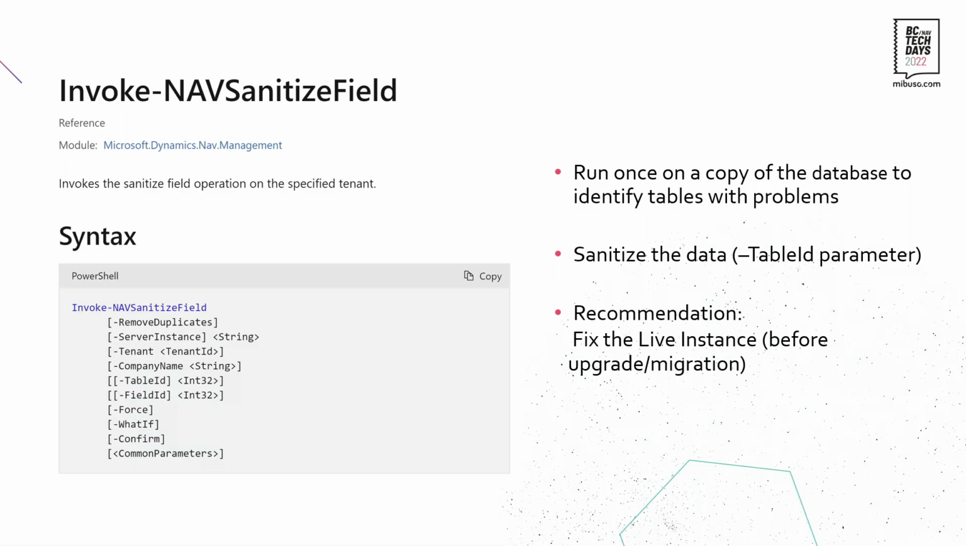To fix it, we have invoked the Nav sanitize field action. My recommendation is that you take a copy of the customer database, run it once to identify which tables have the problem, and then you can sanitize their production database even before you start doing the cloud migration. You can optimize it when you know which tables have the problem with the dash table ID parameter. And customers are going to be happy because they're most likely experiencing issues with these records on-prem.